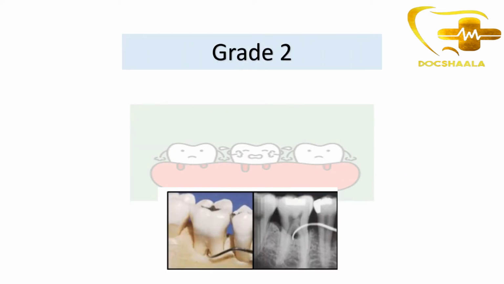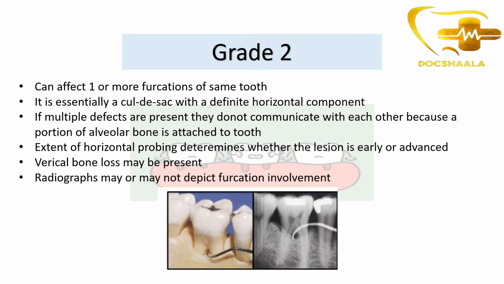Then coming to grade 2, it can affect one or more furcations of the same tooth. So what are the furcations that we have? We have buccal furcation, lingual side furcation, right? We have bifurcated roots, trifurcated roots. Based upon that, the number of furcations will also vary.